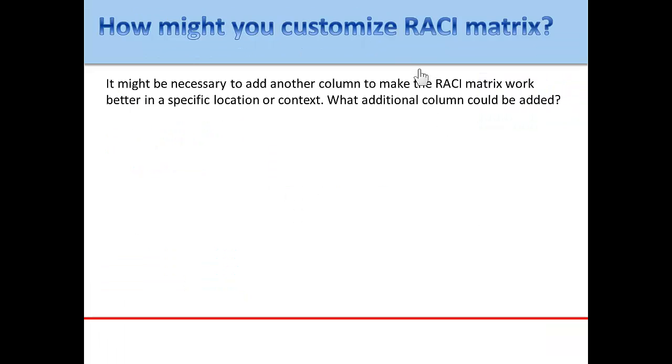Another topic I'd like you to consider is related to this question: how might you customize a RACI matrix? By customize, I mean how might you adapt or change it to fit your own contextual situation, realizing that project management has to be adapted in order to be effective. It might be necessary to add another column to make the RACI matrix work, or to work better in a specific location or context. What additional column could be added?